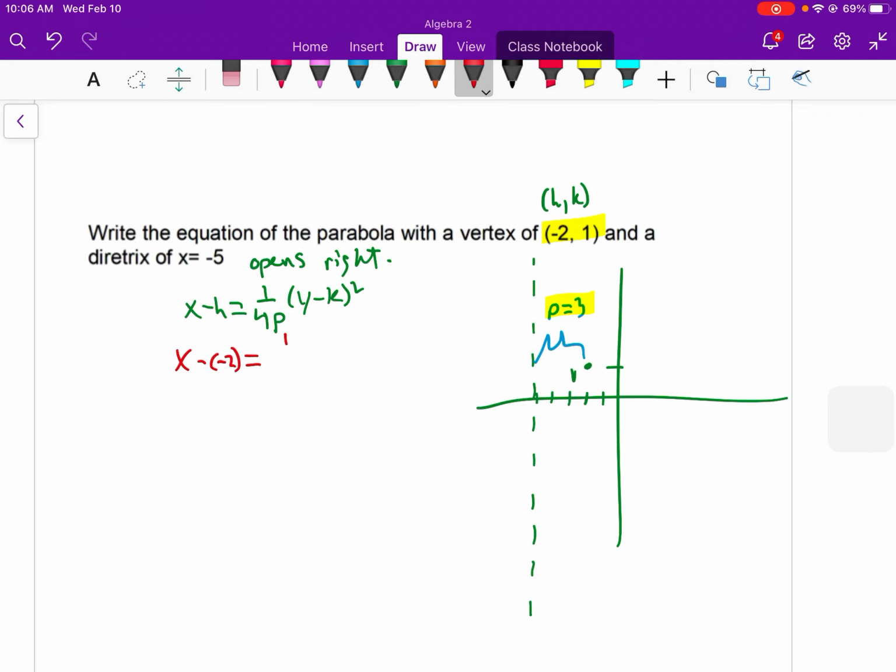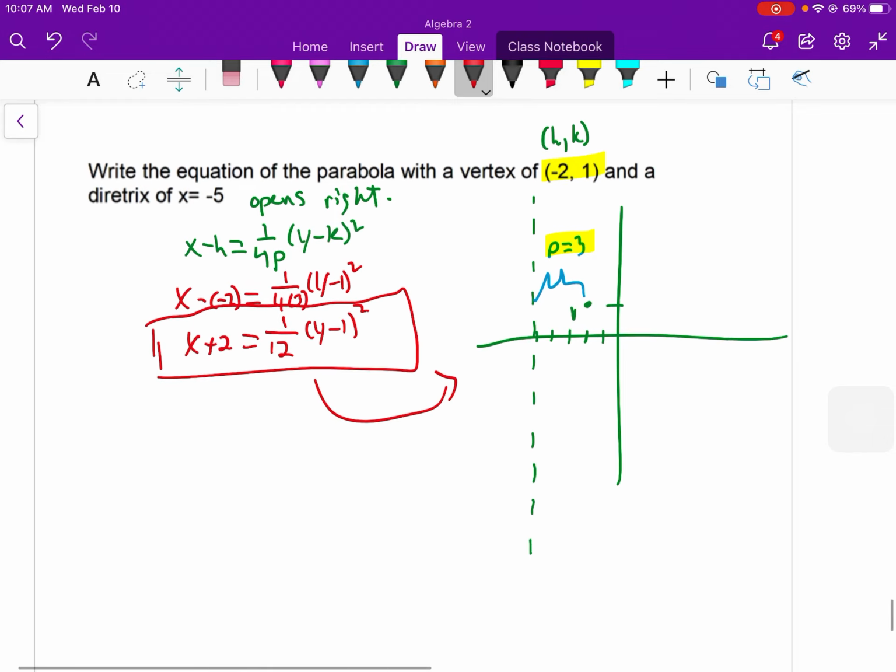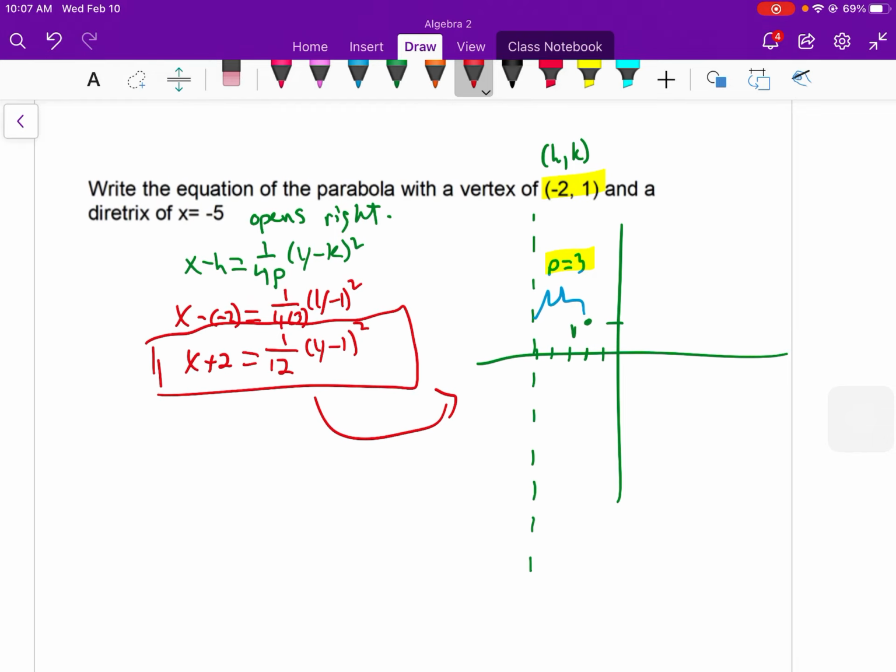So we have x minus a -2, so that could be written as plus. And then 1 over 4 times 3, since that's p. And then y minus 1 squared. We can simplify, so that's x plus 2 equals 1 over 12 times y minus 1 squared. This would be the standard form of this parabola. All right, that'll be all the review.